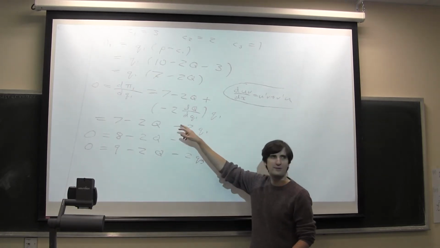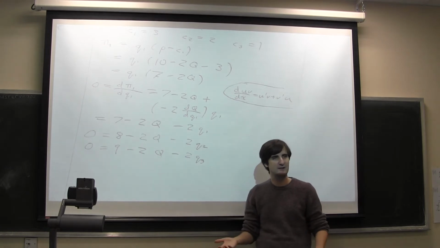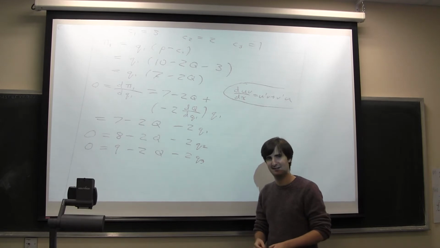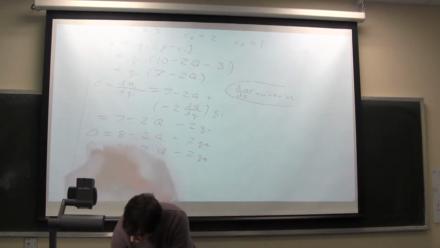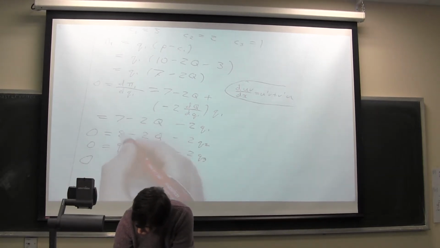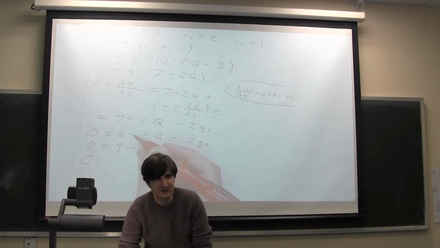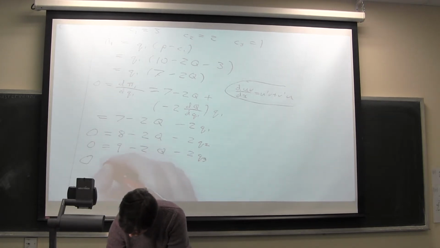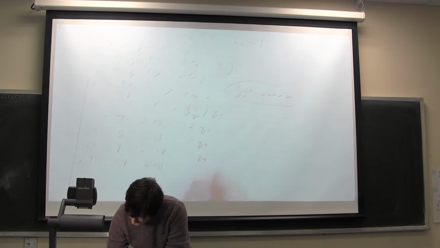So we've got 3 first order conditions. What's the next thing we do? Add them together. So from adding them together, 7 plus 8 plus 9. 7 plus 8 is 15, so that's 24, minus 6Q.